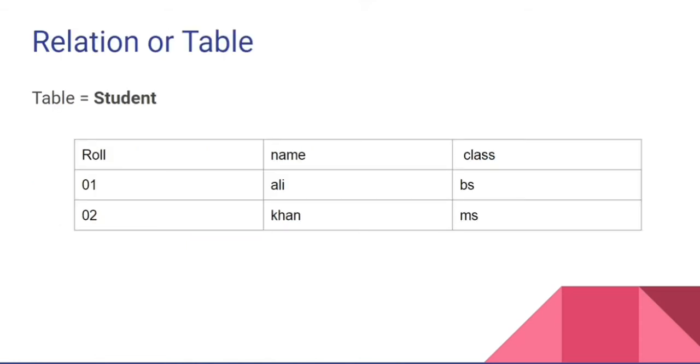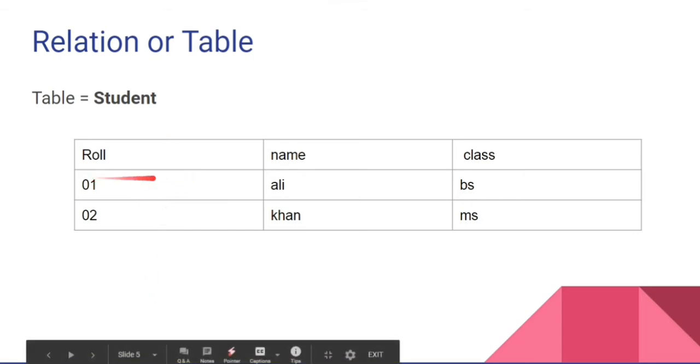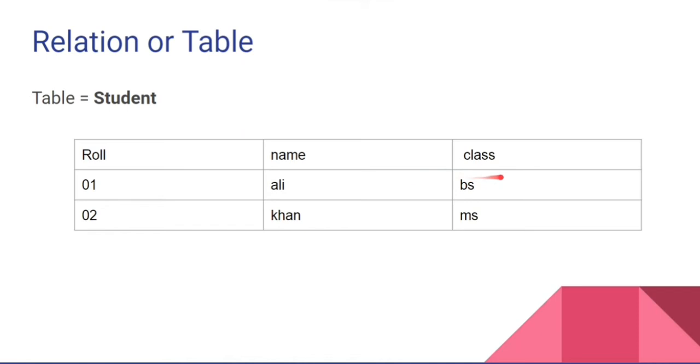So this is a table. The name of the table is student. It has the attributes roll number, name, and class. So how is the data stored in the table? This is called a column and this is called a row. In a specific row we have Ali, and Ali has attributes and properties such as his roll number, his name, and his class. This tells us how the data is stored in the table.